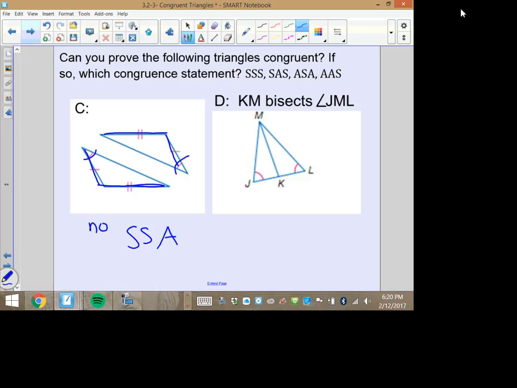And then we have that KM bisects angle JML, so that means that this angle is congruent to this angle. We also know that since these share sides, the sides are congruent. So you can see that we have an angle, and then an angle and a side. So we have angle-angle-side, so yes, we can conclude that. Again, note that side-side-angle does not work.